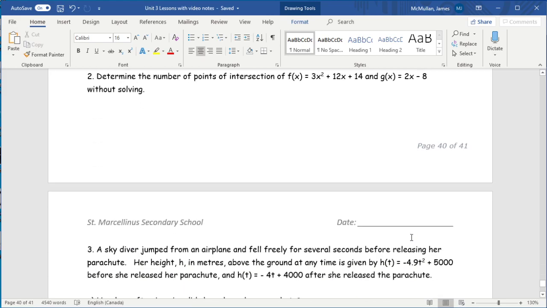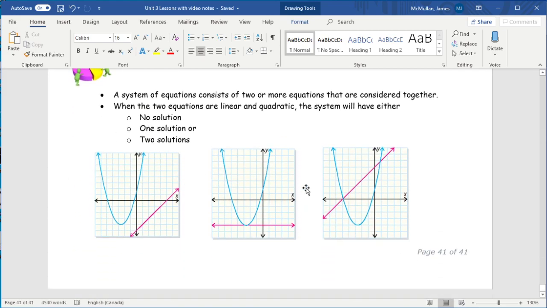So this here is a really good demonstration of the possibilities, almost all of them. You can see that it's possible that a quadratic and a line never actually meet. It's possible that a quadratic meets a line exactly once. It's also possible that a quadratic meets a line twice.